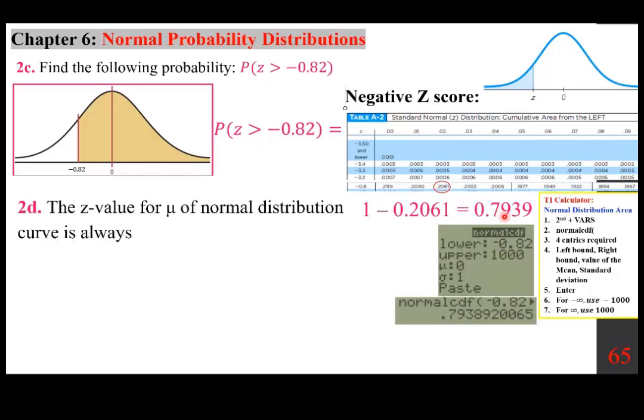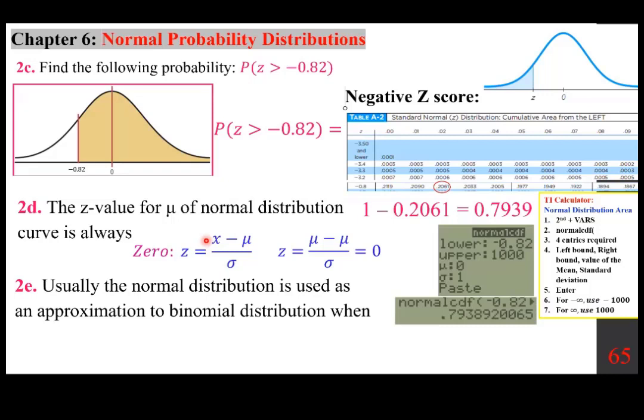The z-value for mu of a normal distribution is always 0. The reason is that z is x minus mu over sigma, and you're going to replace the x with mu. What this means is if the z-score is 0, the score is equal to the average score, the mean. If it's positive, the score is above the mean, and if it's negative, it's below the mean.